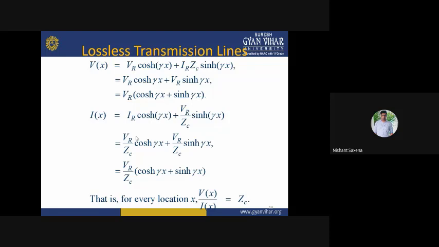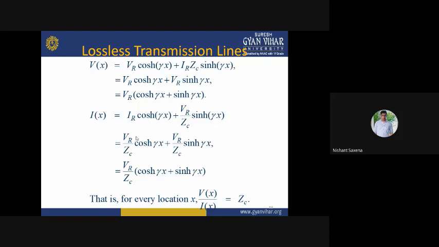VR cos hyperbolic gamma x plus IR ZC sine hyperbolic gamma x. I substituted IR ZC equal to VR, taking VR as common, and got cos hyperbolic gamma x plus sine hyperbolic gamma x. Similarly, if I calculate the current at a transmission line length x, I can write the equation as IR cos hyperbolic gamma x plus VR by ZC sine hyperbolic gamma x.